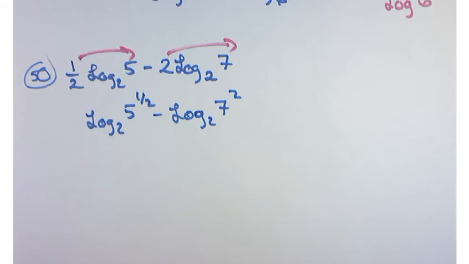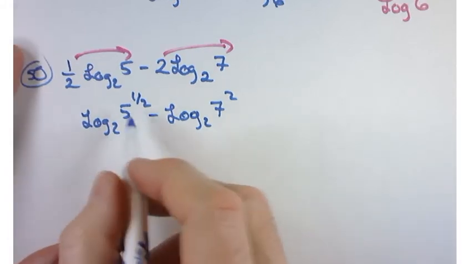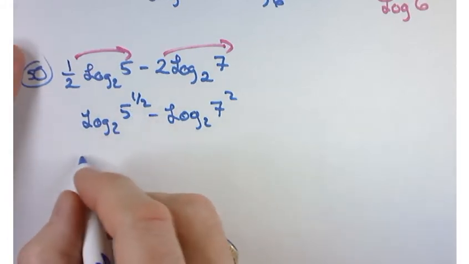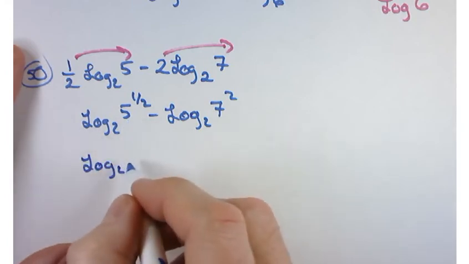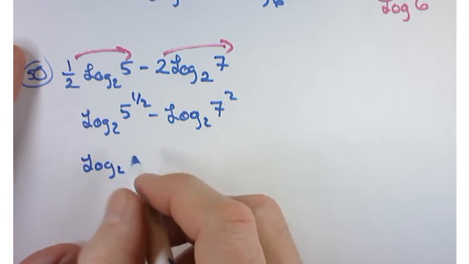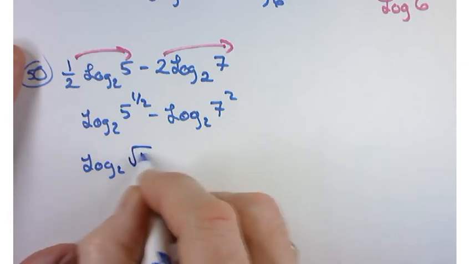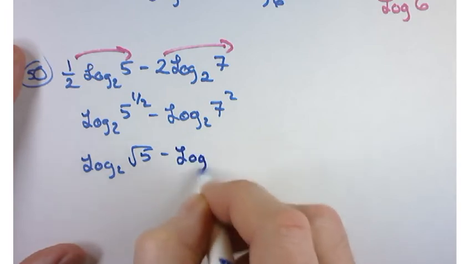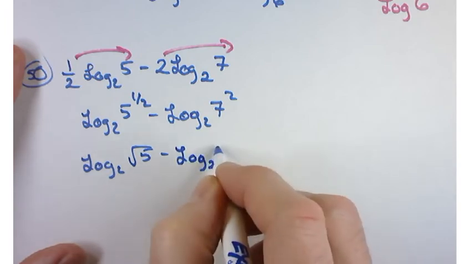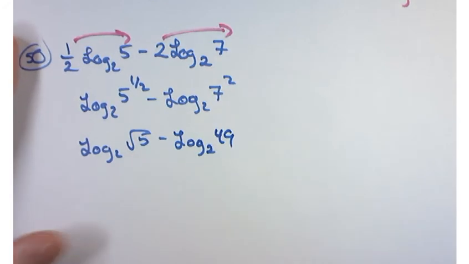Now let's rewrite this a little bit. What's another way I can write log base 2 of 5 to the 1/2 power? Square root of 5. All right. Square root of 5. Cam, help me out here. What's another way I could write 7 squared? Perfect. 49.